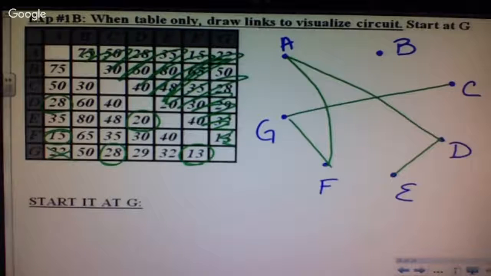Again, as long as I do not have more than 2 lines coming out of a point and I'm not closing a circuit, I'm good. B's done, G's done, and F is done. So A's done, D's done, G's done, F is done. So what's my next one? 29 is technically my next one, but that's G to D. Well, G already has 2 lines, so 29's out.